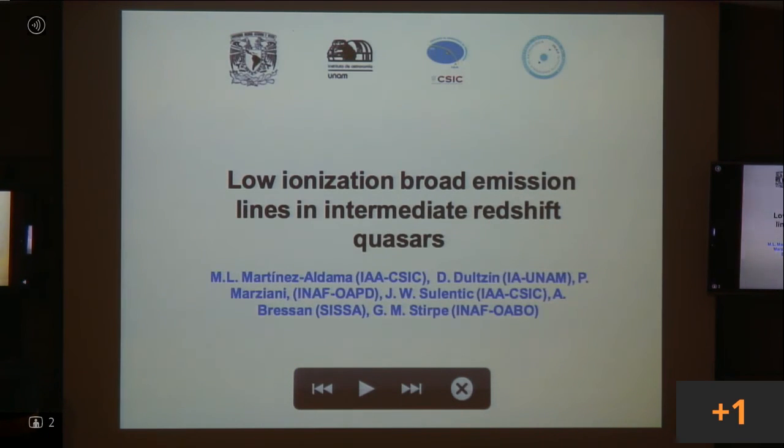The first author is Mariloli Martínez-Paredes, a former student of mine, but she's now in Granada, so I will be giving her talk. And I think I'm coming back to the topic of this session. I'm going to talk about the low ionization broad emission lines in intermediate quasars, where intermediate is the most relative thing in the world. Low Z, high Z, it depends to whom you're talking.